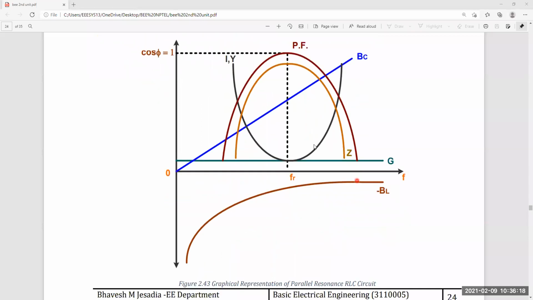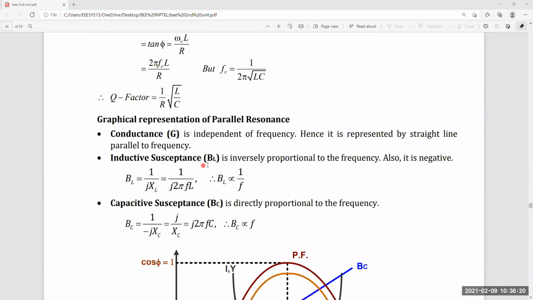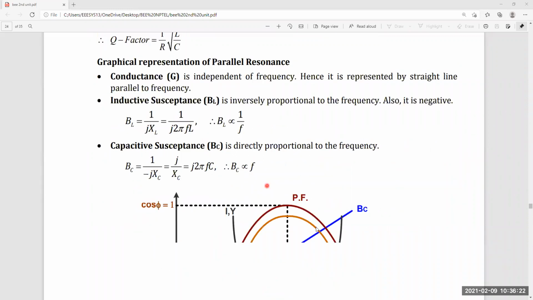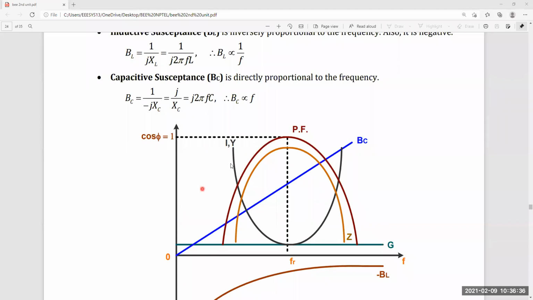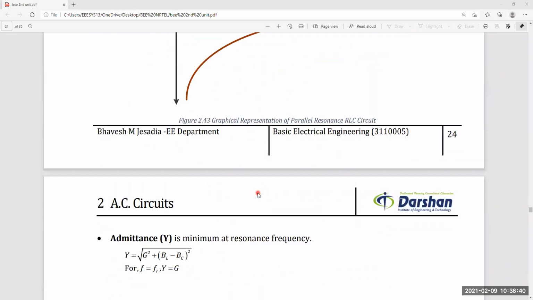And BL is the inductive susceptance. BL is inversely proportional to frequency, so we'll get a curve like this. If frequency is 0, BL is maximum. This is the explanation about the parallel RLC circuit.